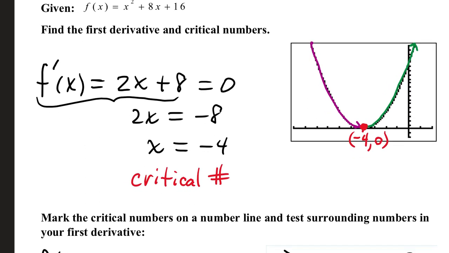For the function x squared plus 8x plus 16, the graph over here to the left, we take our first derivative, which is 2x plus 8. That is equal to 0 when x is -4. That's only one critical number, which coincides with the graph of our function. Our function is the shape of a parabola, specifically a valley.